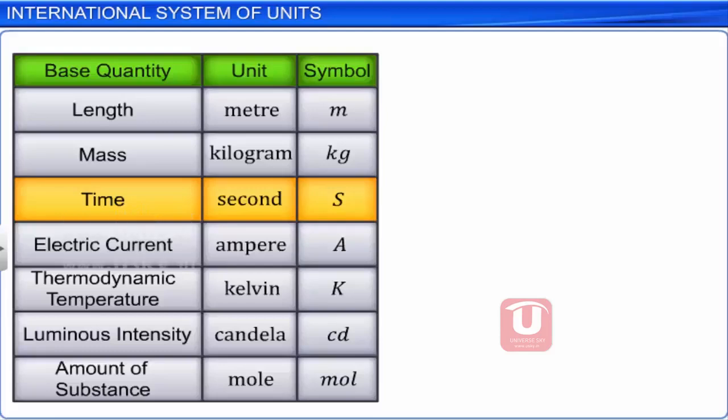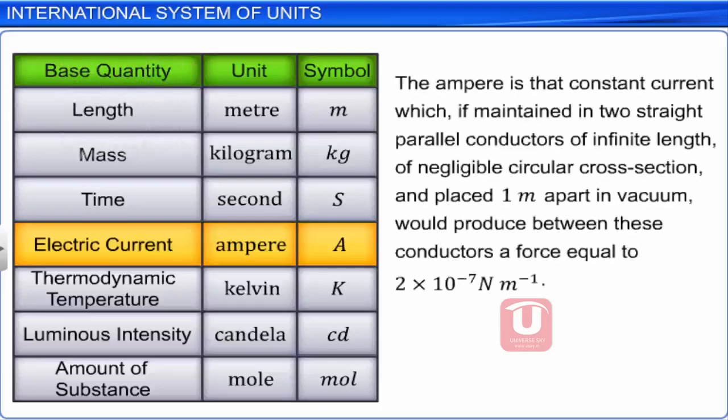Electric current is measured in ampere, denoted by the capital letter A. An ampere is that constant current which, if maintained in two straight parallel conductors of infinite length, of negligible circular cross-section, and placed 1 meter apart in a vacuum, would produce between these conductors a force equal to 2 × 10^-7 Newton per meter length of the conductor.